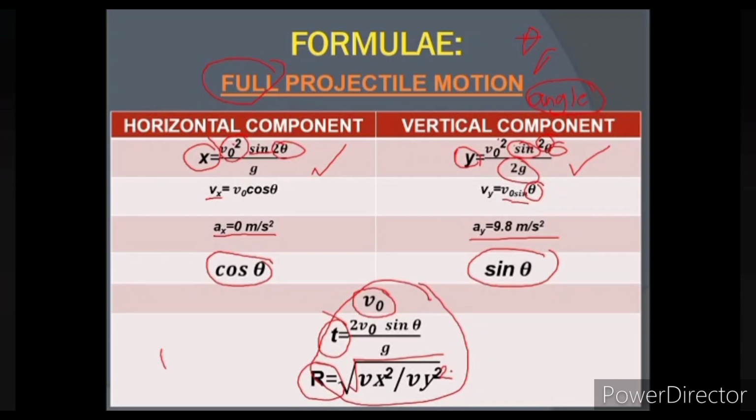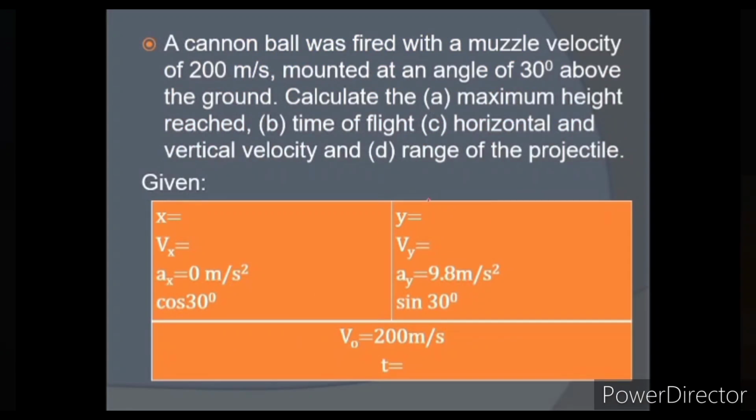So let's try to use the formula by answering our next slide. So here's the given. Here's the problem: a cannonball was fired with a muzzle velocity of 200 meter per second, mounted at an angle of 30 degrees above the ground. Calculate the maximum height reached, time of flight, horizontal and vertical velocity, and the range of projectile.